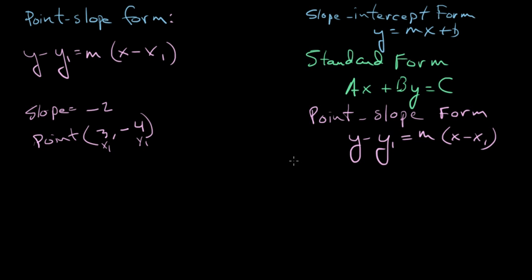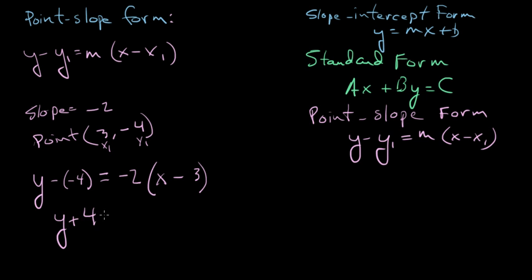And so now using the point-slope form, again, I'm just plugging in the numbers. Y minus y1, well, that's y minus a -4, equals m, which is -2, times x minus x1, which is 3. Okay, so y minus a -4 would be y plus 4 equals -2 times (x minus 3). Now this is the equation of this line written in point-slope form.